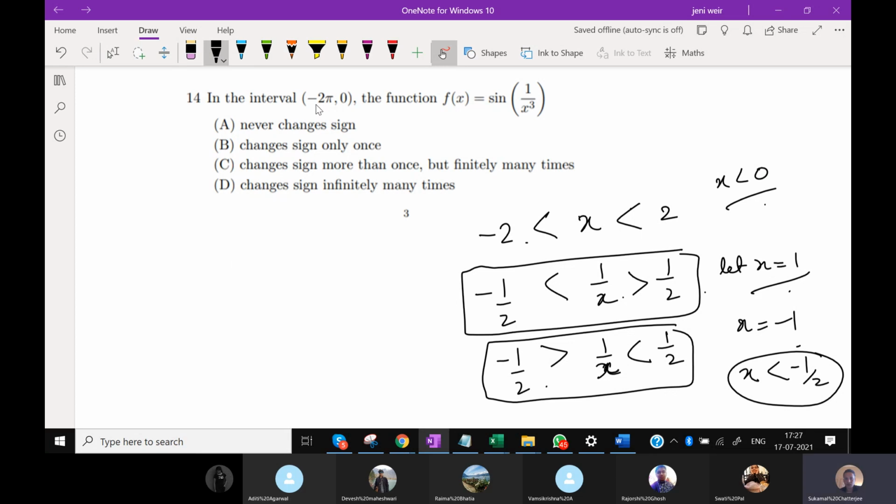Now you look at the interval here. x is less than 0, greater than minus 2 pi. So therefore, x is a negative quantity, right? So if x is a negative quantity, then this rule will apply. So that means 1 by x has to be less than minus 1 by 2 pi.